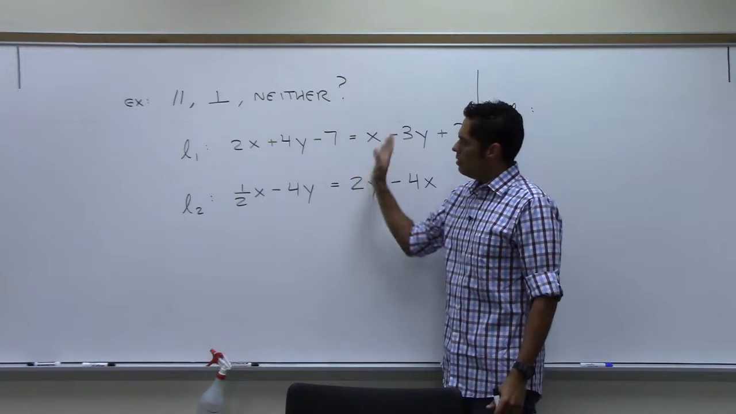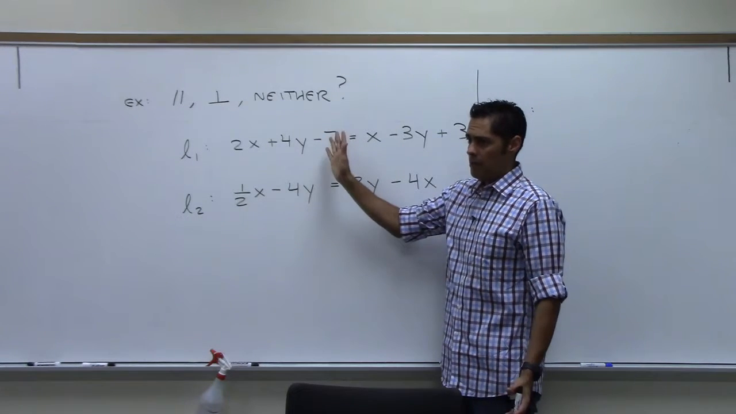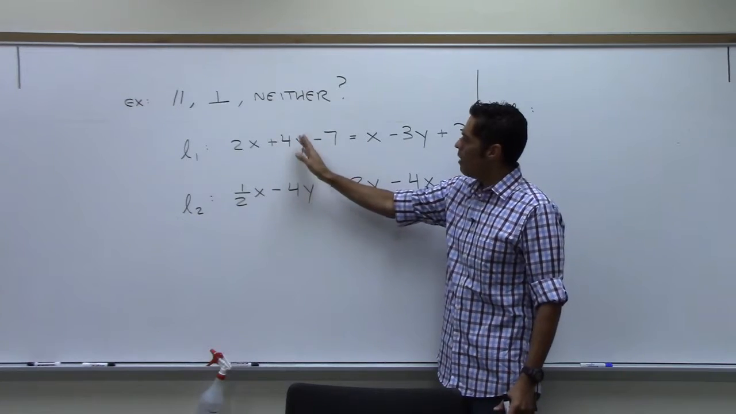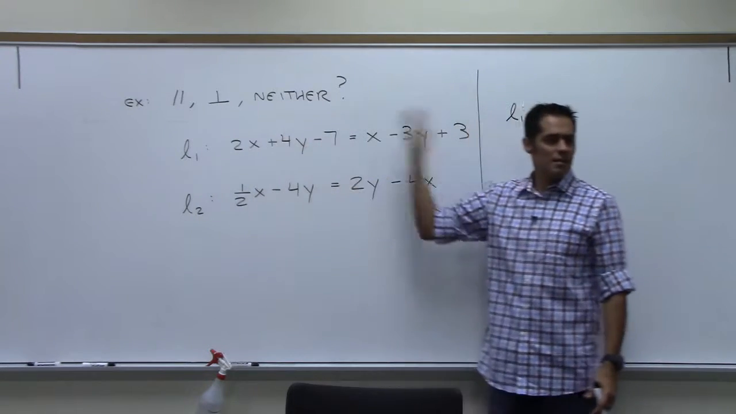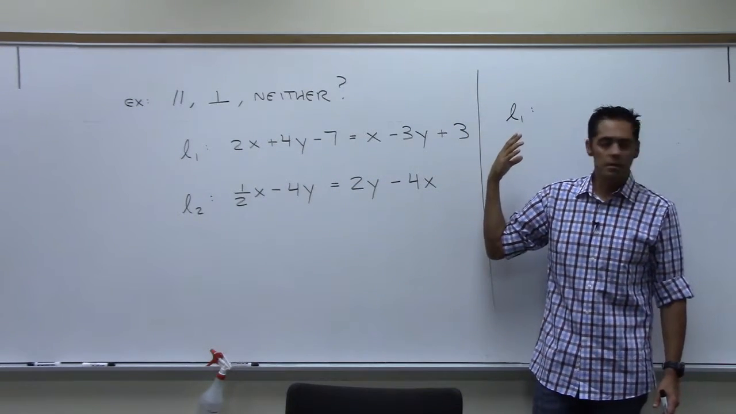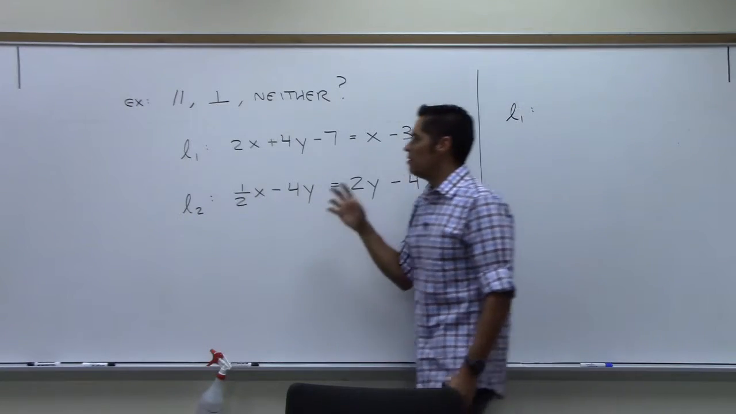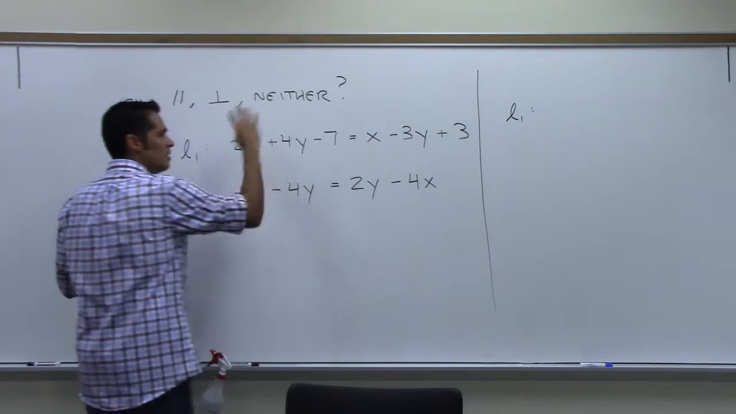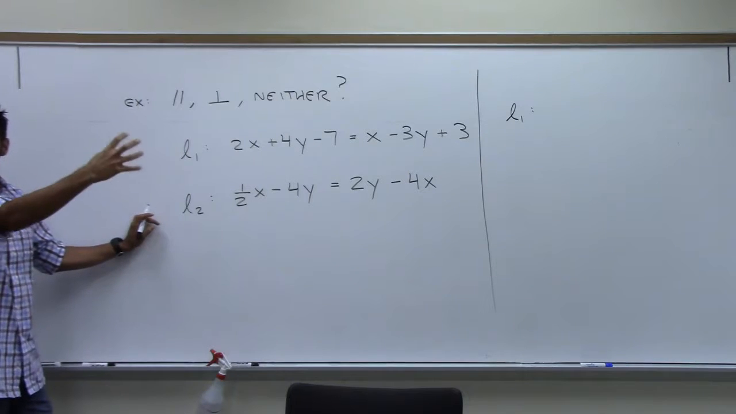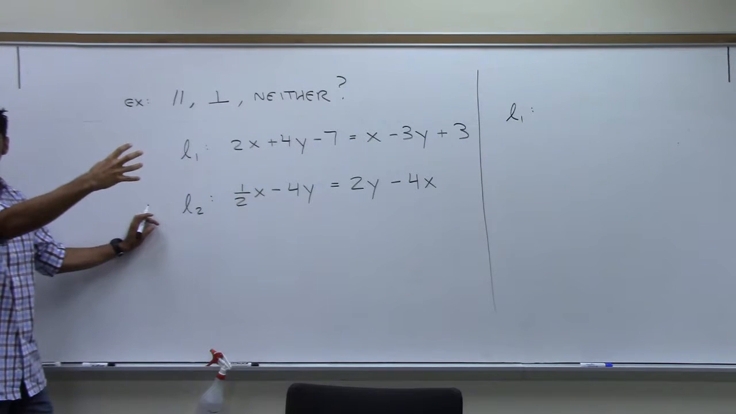Y by itself. You want to go on the left side with it? Is that okay with you? Yep. So I'm going to get all my y's over here, everything that doesn't have y to the right side. So what happens when you take a term and you move it to the other side? What happens to it? It changes signs, doesn't it?